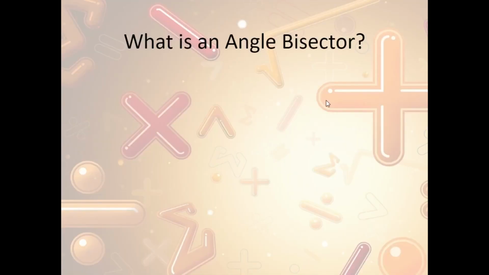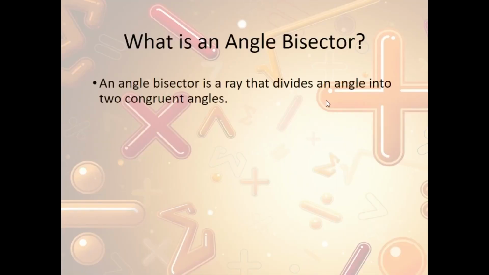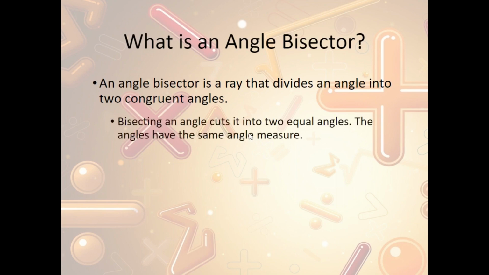Now, what is an angle bisector? An angle bisector is a ray that divides an angle into two congruent angles. So it's basically going to take an angle and cut it in half. So bisecting an angle cuts it into two equal angles. The angles should have the exact same angle measure.